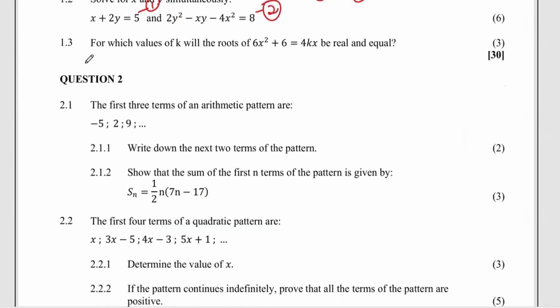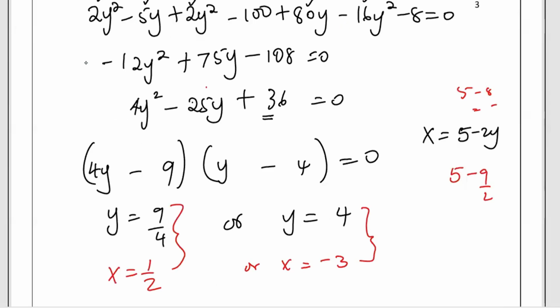Then 1.3. For which values of k will the roots of this be real and equal? So number 1, for roots to be real, the inequality must be greater. For roots to be equal, they have to be equal to 0. So b squared minus 4ac must be greater or equal to 0. So let me write it this side and say 1.3.